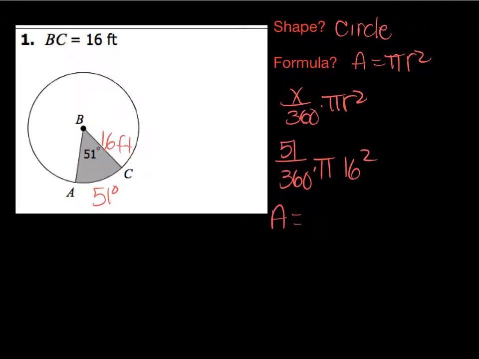Let's go ahead and multiply this out. We could use 3.14 or we could use the symbol for pi. I'm going to use 3.14 and let's see what we get. Final answer is 113.88 feet squared for that little section.